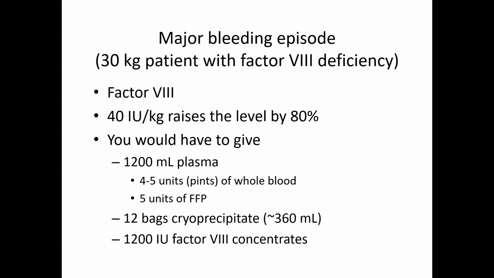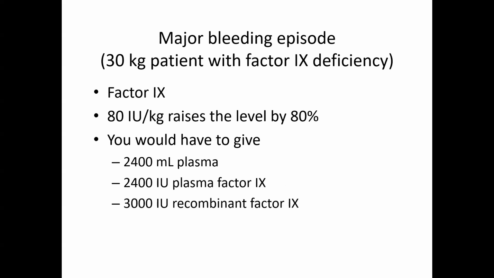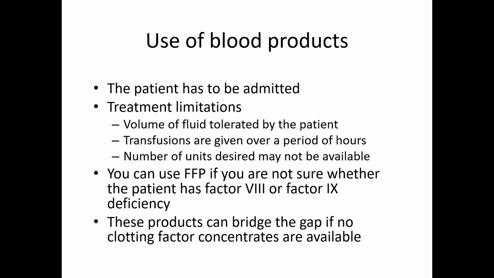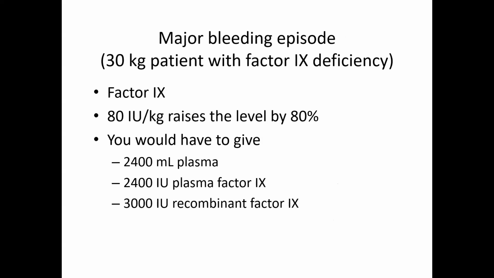This is also a case example of a 30 kg patient with factor 8 deficiency, where you want to replace 40 international units per kg. It will raise it by 80%. You will have to give 1,200 mL of plasma, or 45 units of whole blood, or 5 units of fresh frozen plasma. Or in the case of factor 8, you said you can also give cryoprecipitate. This will be 12 bags. This is an example of a major bleed, but the same applies to this patient. The higher the dose, the higher the correction percentage in the system.